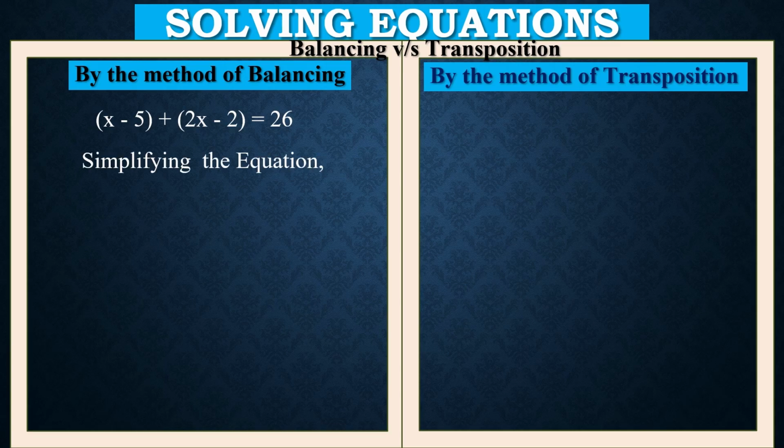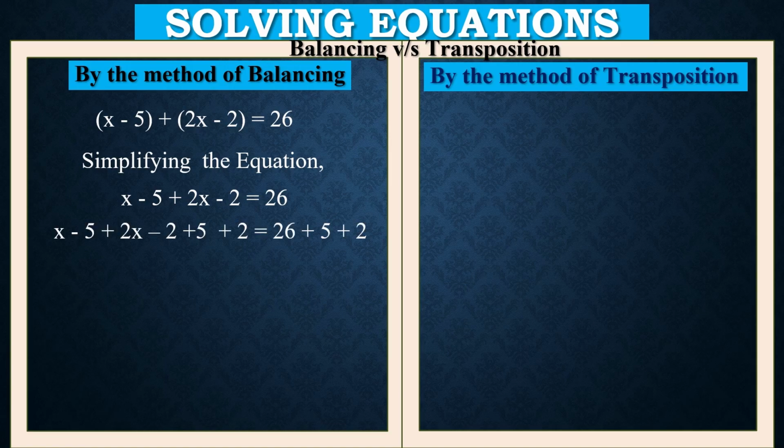So simplify this. We get here x minus 5 plus 2x minus 2 equal to 26. You have to remove the minus 5 and minus 2 from the left hand side. So you have to add plus 5 plus 2 on both the sides. You have added plus 5 on both sides and also plus 2 on both the sides. Now you can cancel minus 5 plus 5, minus 2 plus 2 from the left hand side, and we get x plus 2x is equal to 26 plus 5 plus 2, which is equal to 3x is equal to 33.